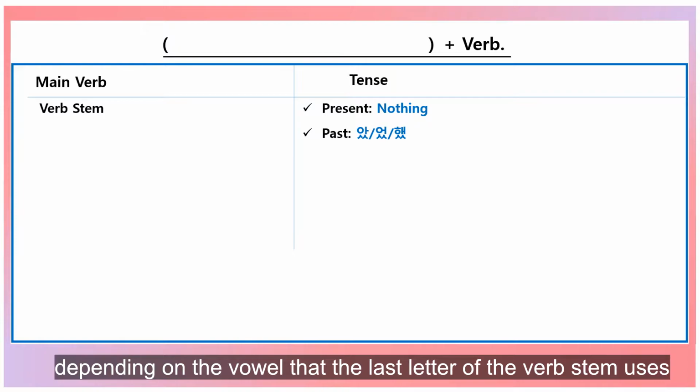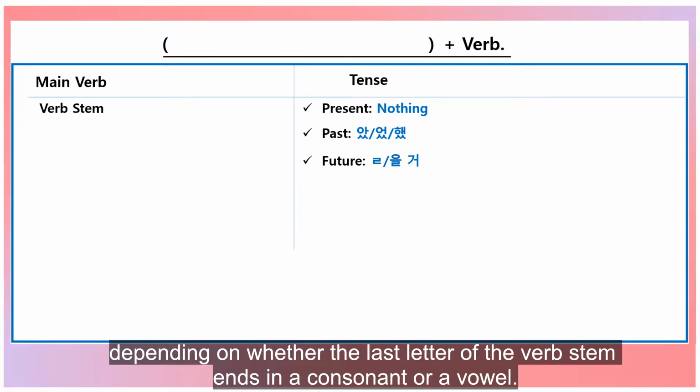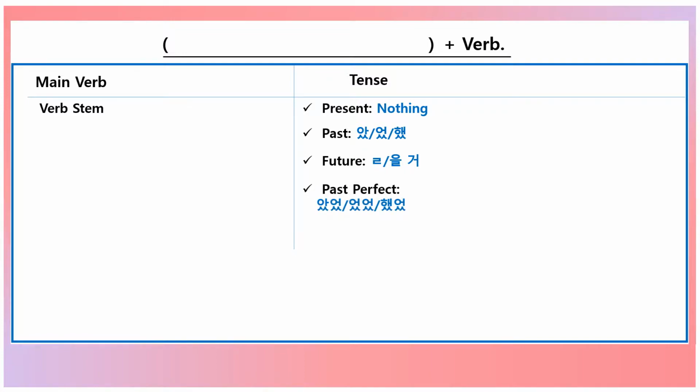If you don't know what to choose among these three, then please watch my other video, 존댓말 and 반말. Future tense is to add ㄹ or 을 거, depending on whether the last letter of the verb stem ends in a consonant or a vowel. And the past perfect tense is to add 았었, 었었, or 했었.